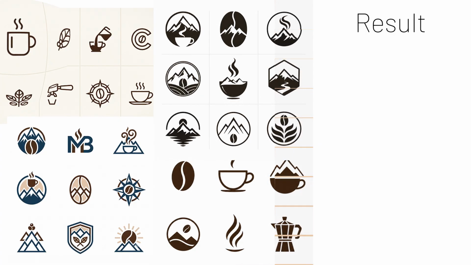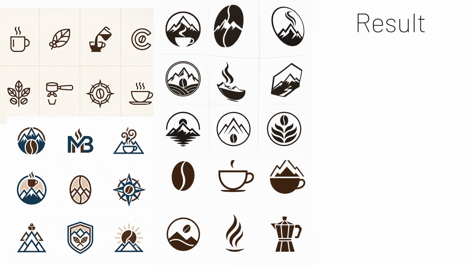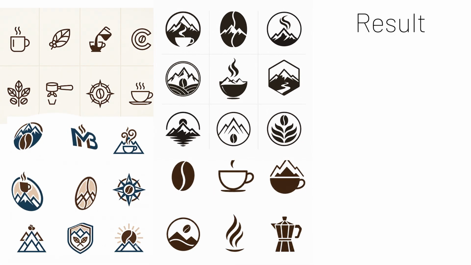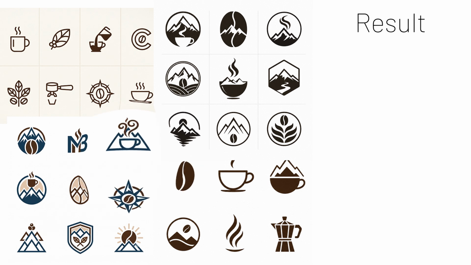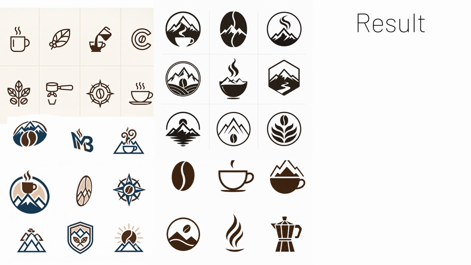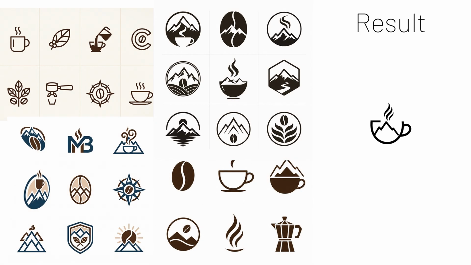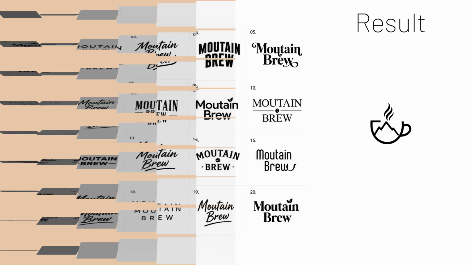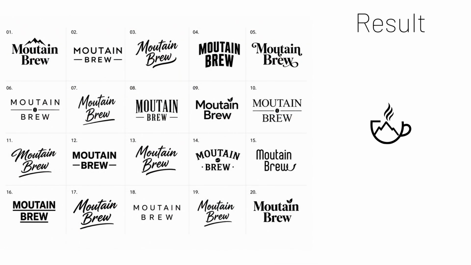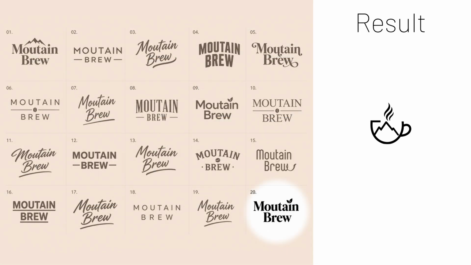Let's start with the icons. Among the generated icons, mountains and coffee beans are commonly used, but I created a combination that's a little different. I'm choosing this icon and blending it with other icons like these. Next, we'll choose a font style for our logo. I think this one looks great, and we'll find a font that's similar to this style.